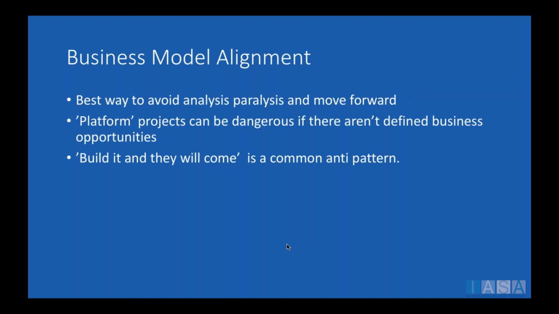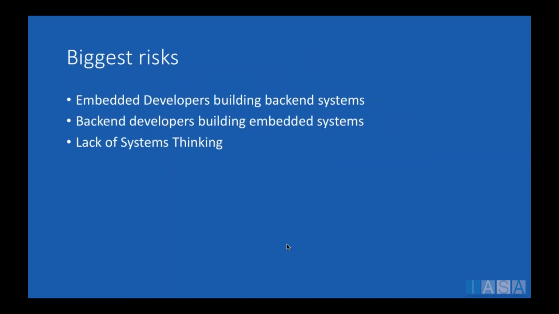Business model alignment, as I've already said, make sure that you understand the business model, make sure that you're aligned to the business model, and this is a really good way to get out of analysis paralysis, because it answers your questions very, very quickly about which protocol you can use, or whether the protocol discussion is even necessary. And again, I'm referencing the build it and they will come anti-pattern, which really is dangerous for IT departments, and we're going to see a lot of unused IoT platforms over the next couple of years.